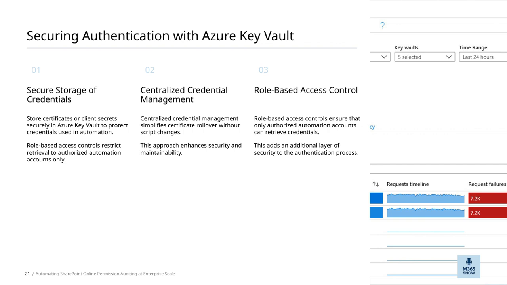Finally, storing credentials securely in Azure Key Vault is crucial. It helps protect our credentials from unauthorized access, and by applying role-based access controls, we ensure that only the right automation accounts can retrieve them. This approach not only secures our credentials, but also streamlines management, keeping our automation processes both safe and efficient.